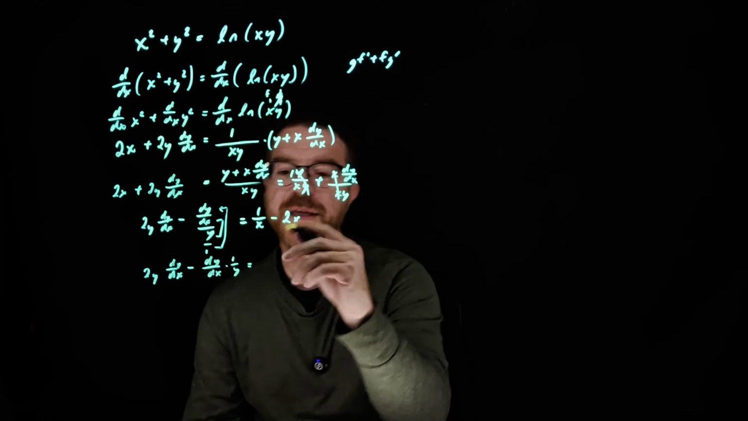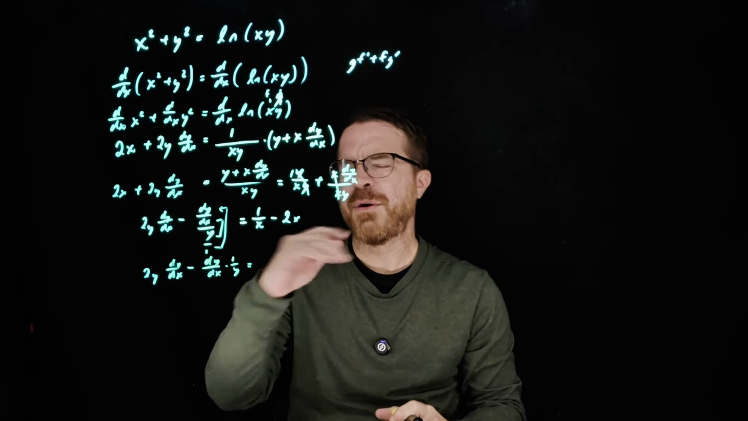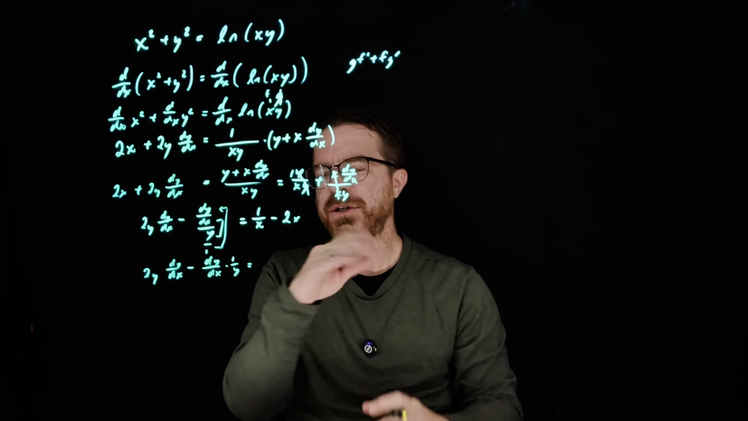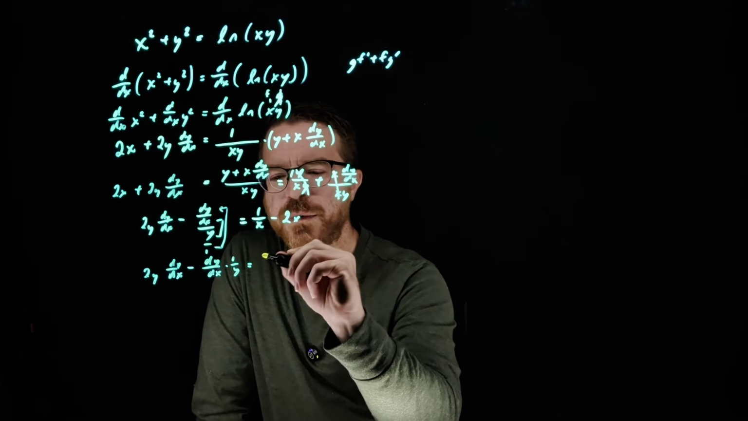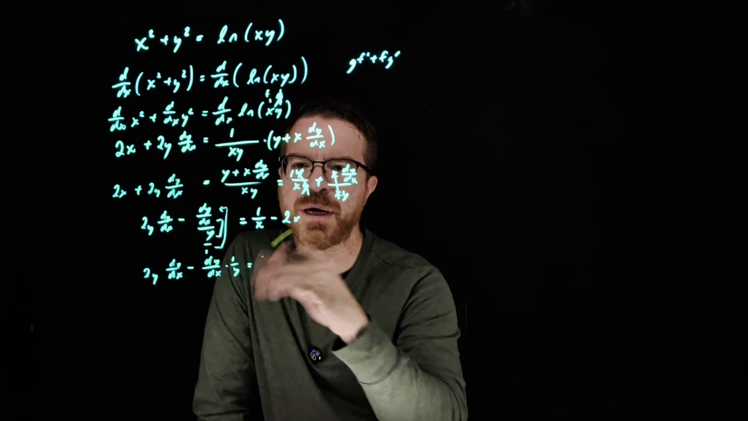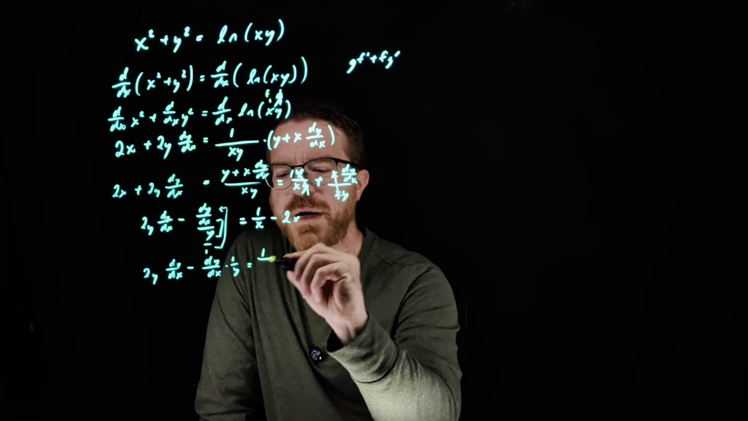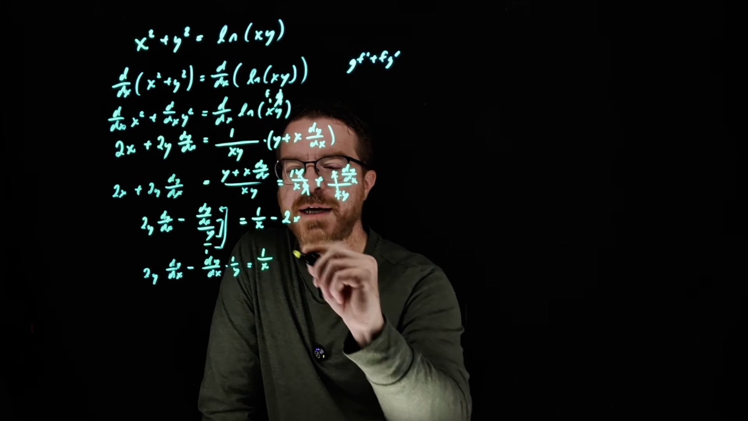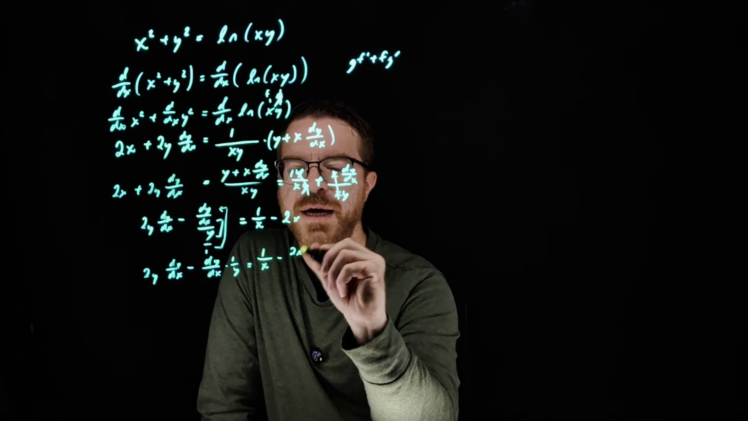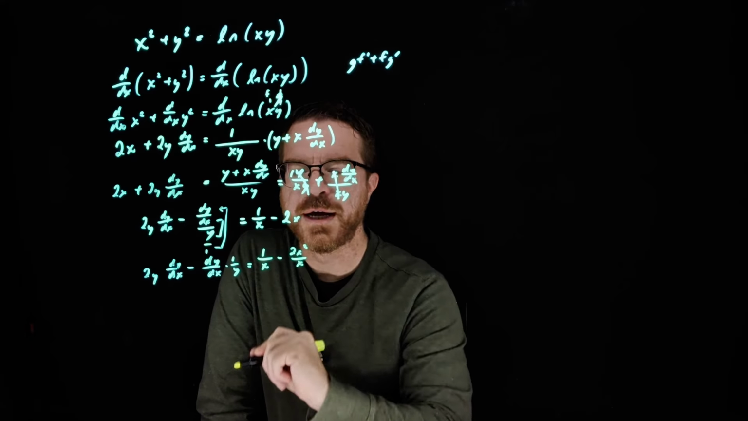And then this is just going to be, if I wanted to put it together as one term, actually, no, I'll leave it the way it is for now. So this is going to be, actually, I will put it together. So this is going to be 1 minus x. I need to get this over x, which is going to make this minus 2x squared over x.